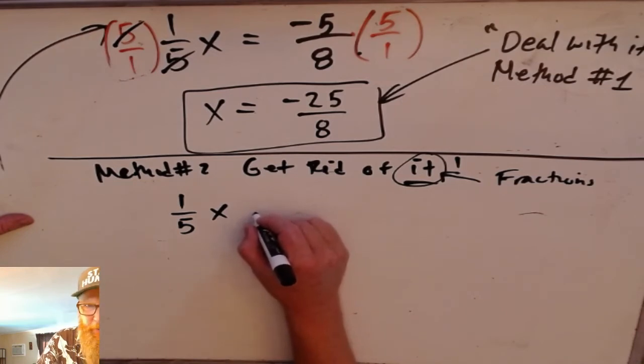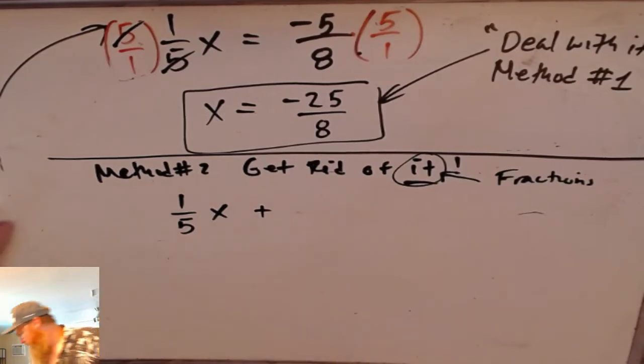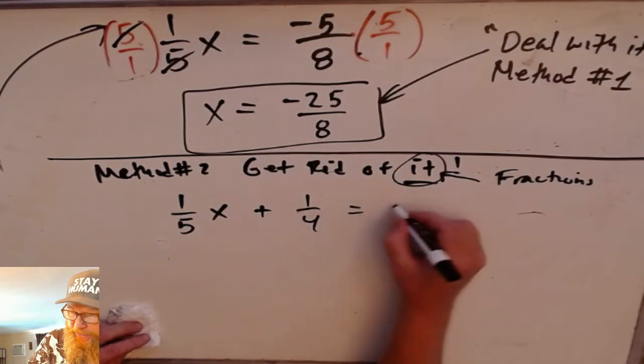I forgot the problem. What was it? 1/5 x plus 1/4 equals negative 3/8.